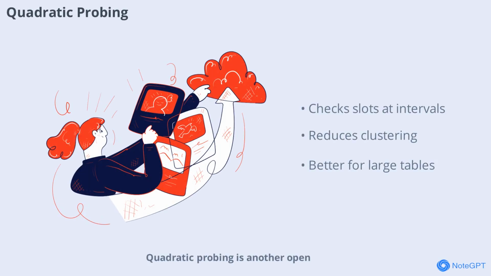Quadratic probing is another open addressing technique that helps reduce clustering. Instead of checking the next slot in a straight line, quadratic probing checks slots at increasing intervals. For example, it might check one slot away, then 4 slots away, then 9, and so on. This spreads out the data more evenly and reduces the chance of clustering. Quadratic probing is a bit more complex than linear probing, but it can improve performance in larger tables.